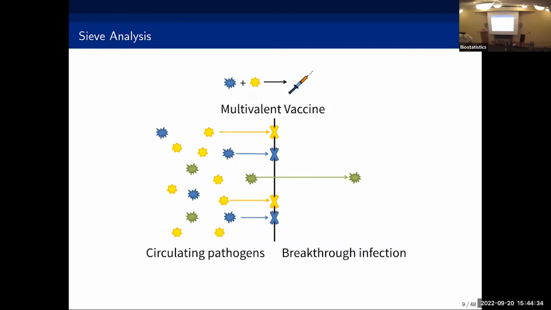So that tells us we can do things like what's happening now. We're making multivalent booster vaccines. If we can increase the genetic diversity in the vaccine insert, the antigens that we put in the vaccine in the first place, we may be able to boost the overall efficacy because now we're sieving out more types of the pathogen.